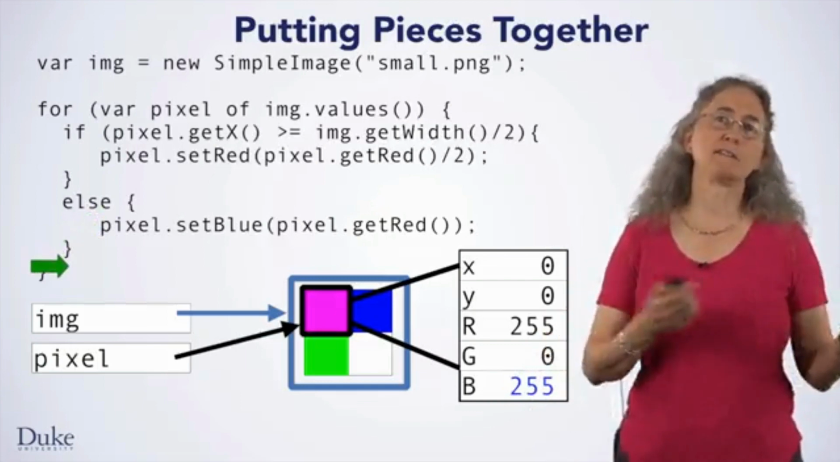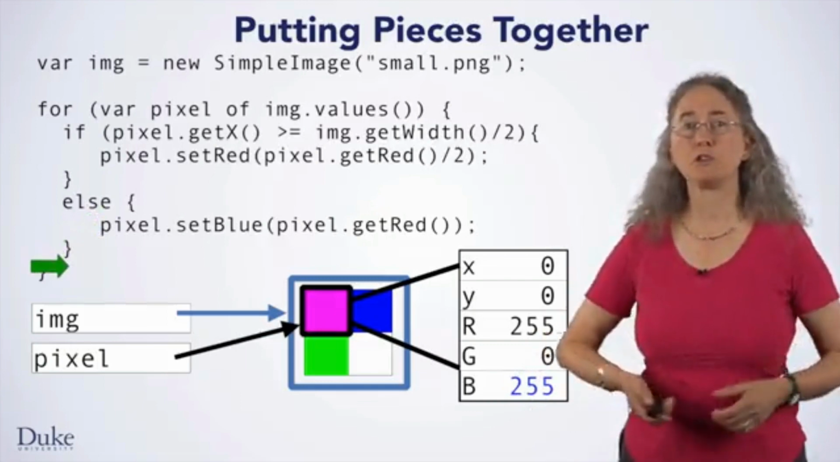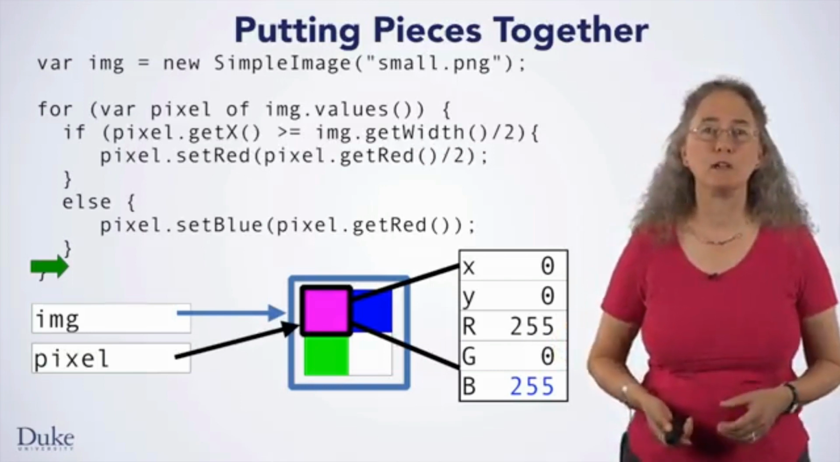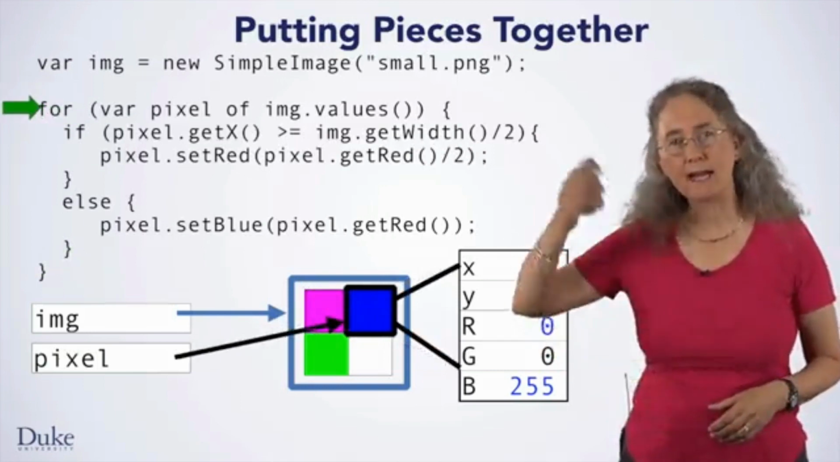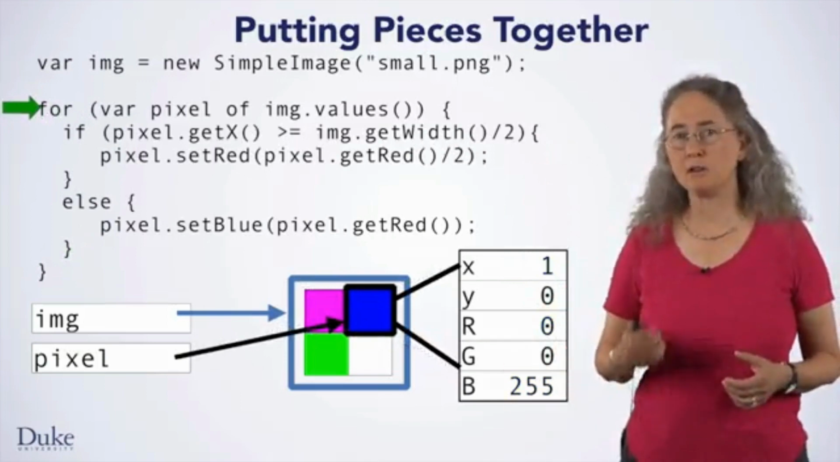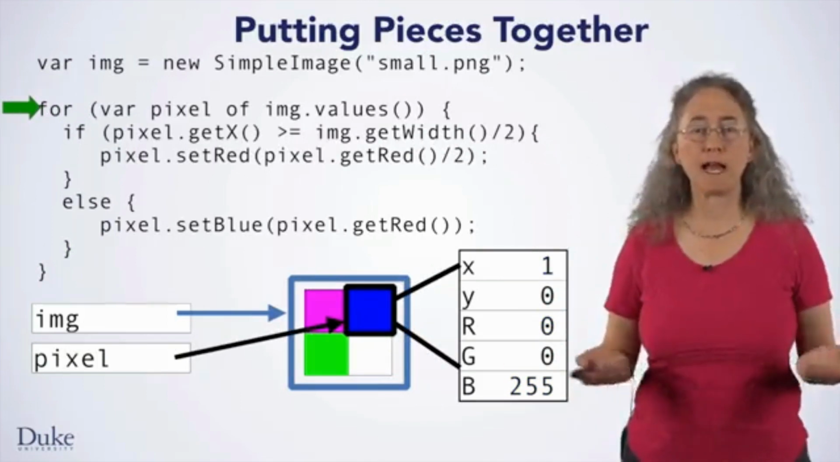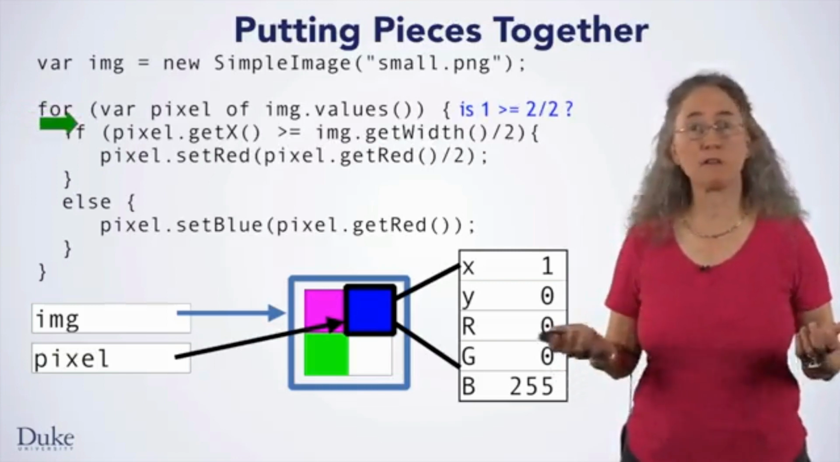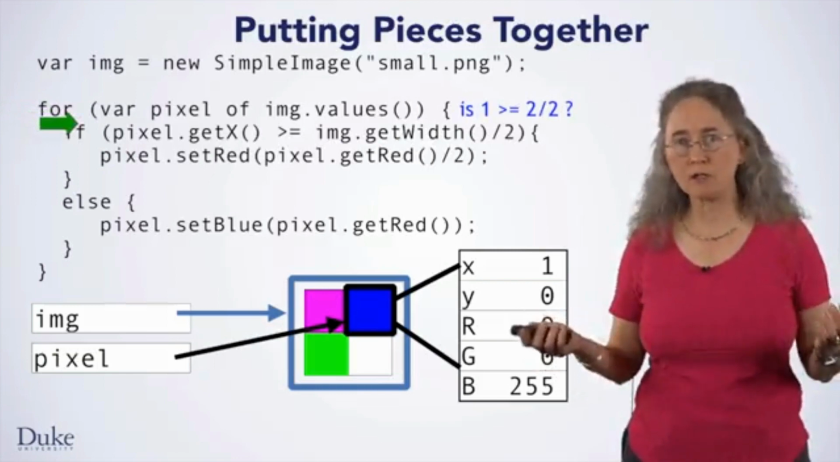So we go outside of it, which brings us to the closed curly brace of the for loop. So we go to the next pixel and back to the top of the loop. We again go into the loop body, but now the pixel's x is 1. So we're asking, is 1 greater than or equal to 2 divided by 2?